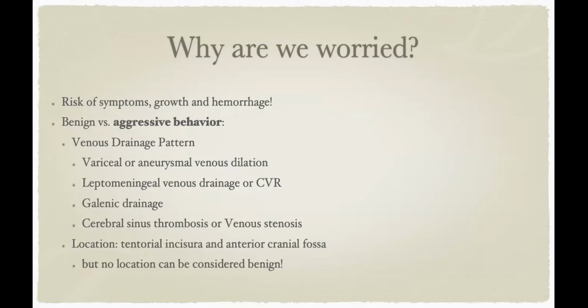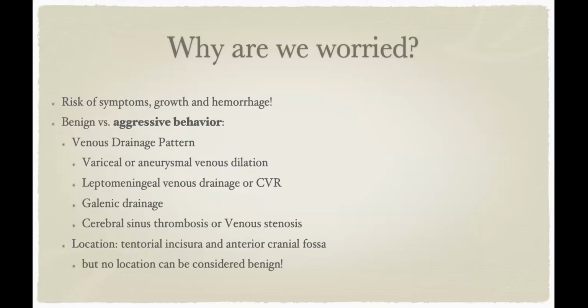Now, there are certain predictors which can tell us whether there is an aggressive behavior of these lesions. The predictors are the venous drainage pattern. If the venous drainage shows a variceal formation or a venous dilatation, if there is a cortical venous regurgitation or drainage into the leptomeningeal venous system, galenic drain, or is there an element of venous stenosis or cerebral sinus thrombosis, there is definitely a chance that these lesions can show aggressive behavior.